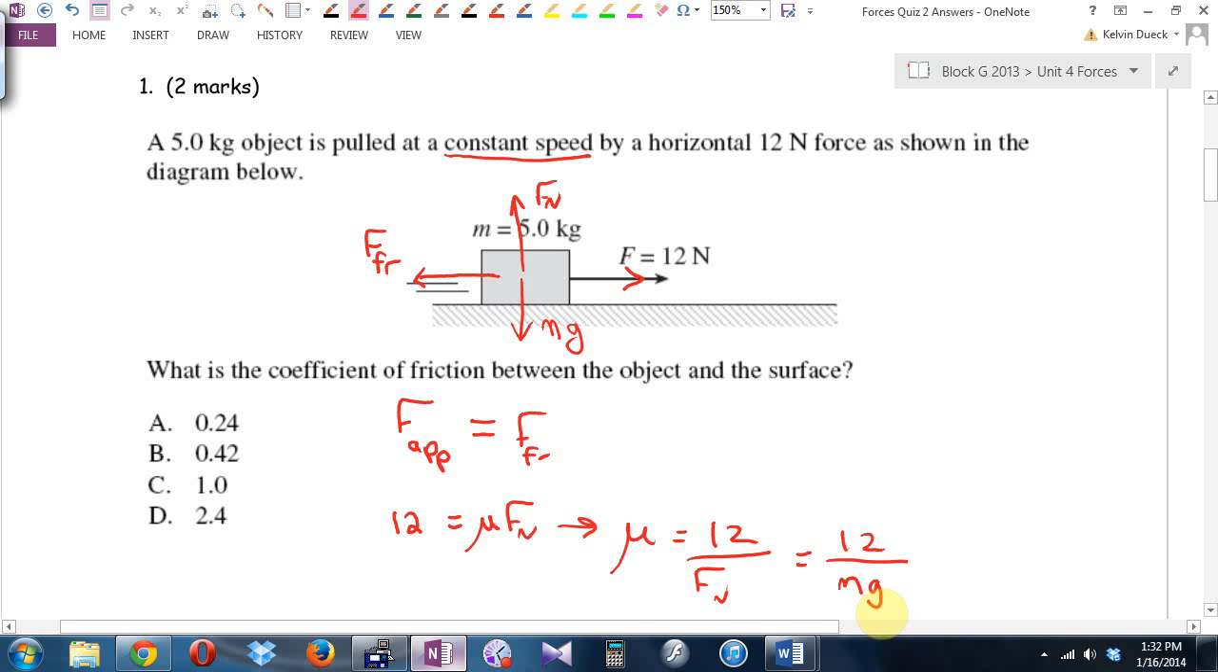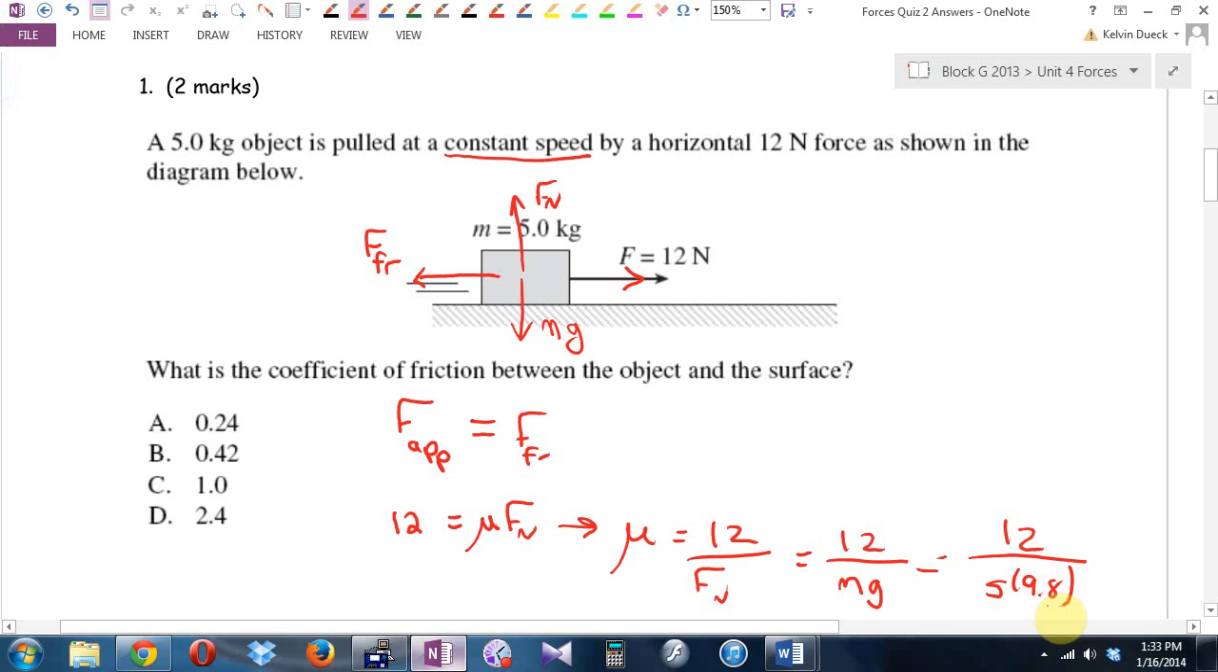By the way, a common mistake I see a lot of kids make: they go, oh, normal force is mg, and they go 12 divided by g. No, no, no, g is not a force. g is an acceleration. It's got to be divided by mass times acceleration, mass times 9.8. It's got to be divided by 5 times 9.8. That's roughly 12 over 60, which is roughly 0.2.